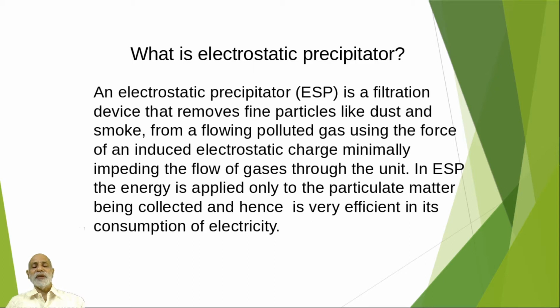So here we are discussing the meaning of an electrostatic precipitator. An electrostatic precipitator is represented as ESP. So ESP is in fact a filtration device. It can remove fine particles like dust and smoke from a flowing polluted gas. So this filtration is done on a flowing polluted gas.